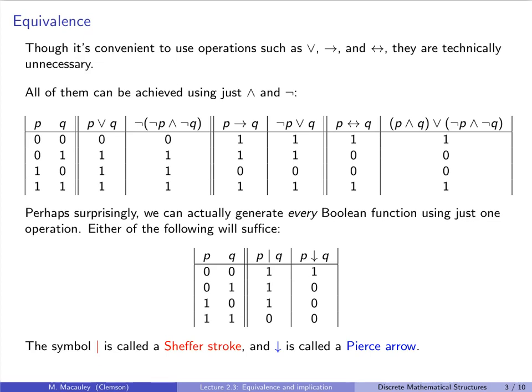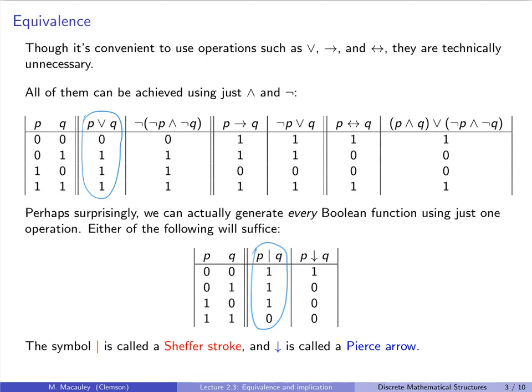So first of all, this should be pretty surprising, because if you compare the truth table for this first one, it's almost the same thing as the truth table for the AND operation, just upside down. So it seems like, well, if one of these should suffice to write all Boolean functions, then the other one should as well. But that's actually not the case.